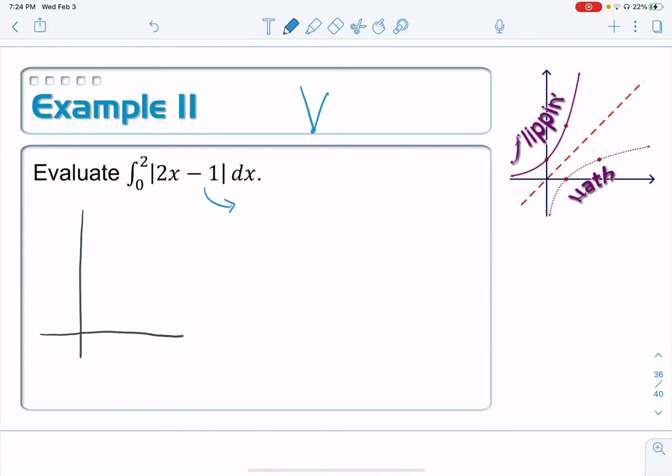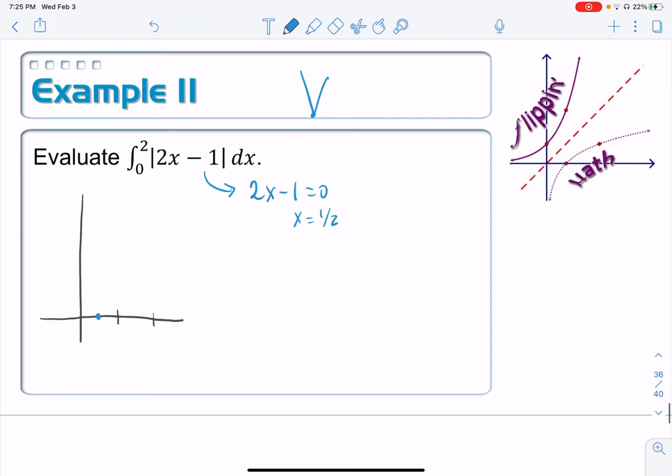So all I got to do is take 2x minus 1, set it equal to 0, add the 1 over, divide by 2, x has got to be equal to a half. Let me throw some sort of numbers on here. 1, 2. Now let's space them out a little bit more. 1, 2. Yeah, that's good. Right, and right here at 1/2, that's where the vertex of our absolute value function would be.